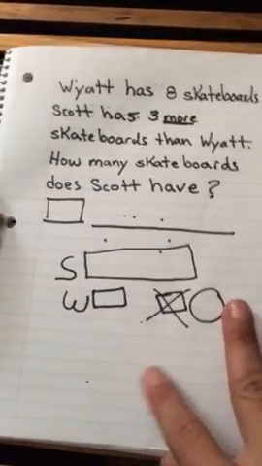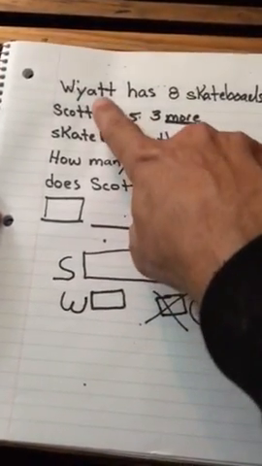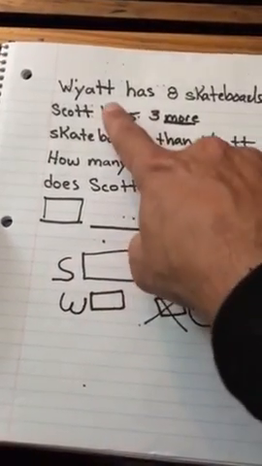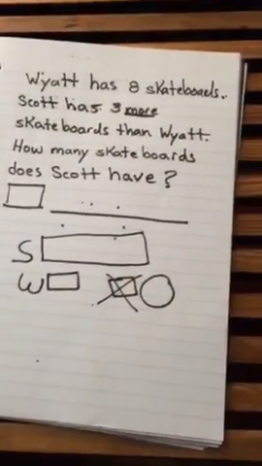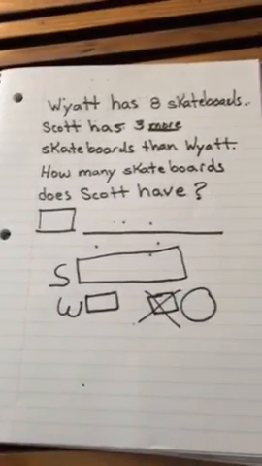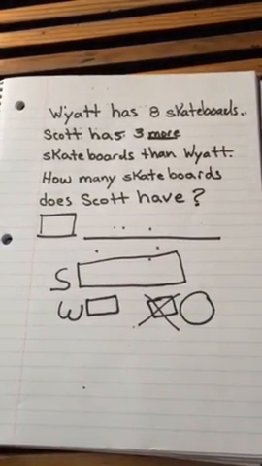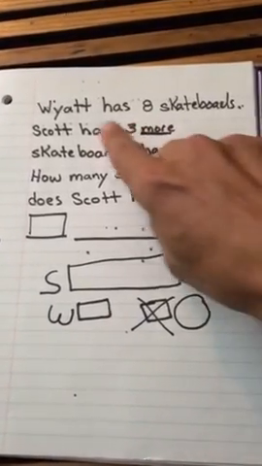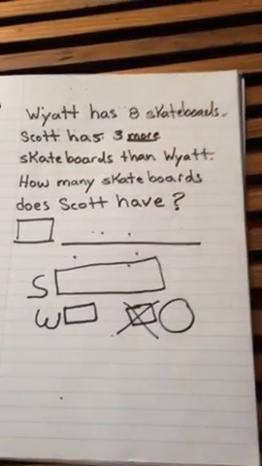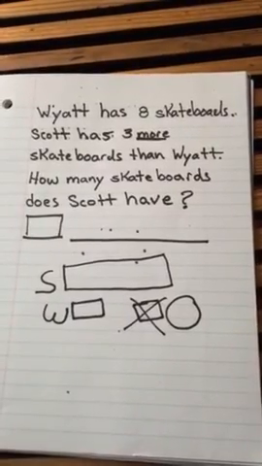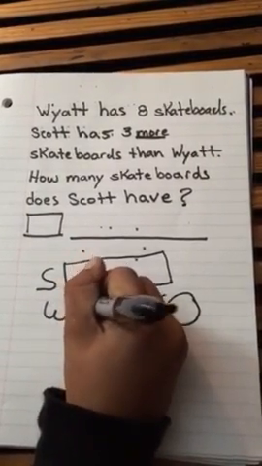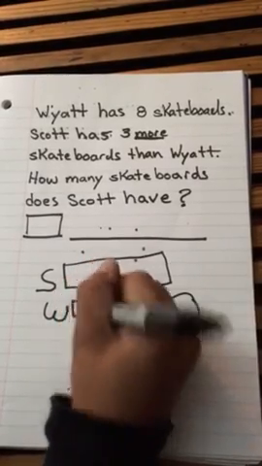Okay, now go ahead and reread it. Which of these can you fill in? Wyatt has 8 skateboards. Scott has 3 more skateboards than Wyatt. How many skateboards does Scott have? Okay, now go over here. Go ahead and read the first sentence. Wyatt has 8 skateboards. How many does Wyatt have? 8. So go ahead and fill it in.